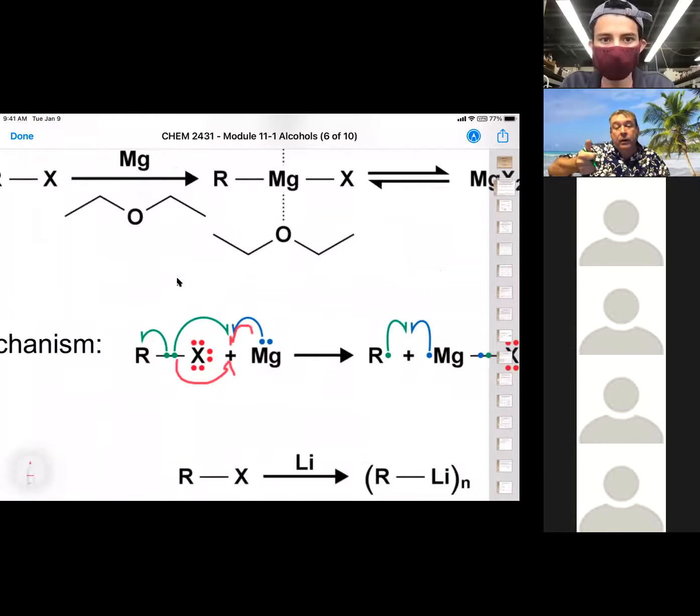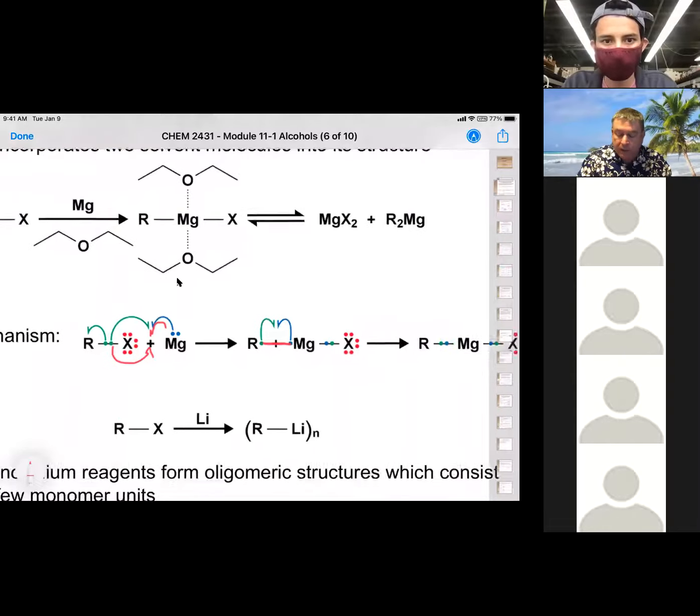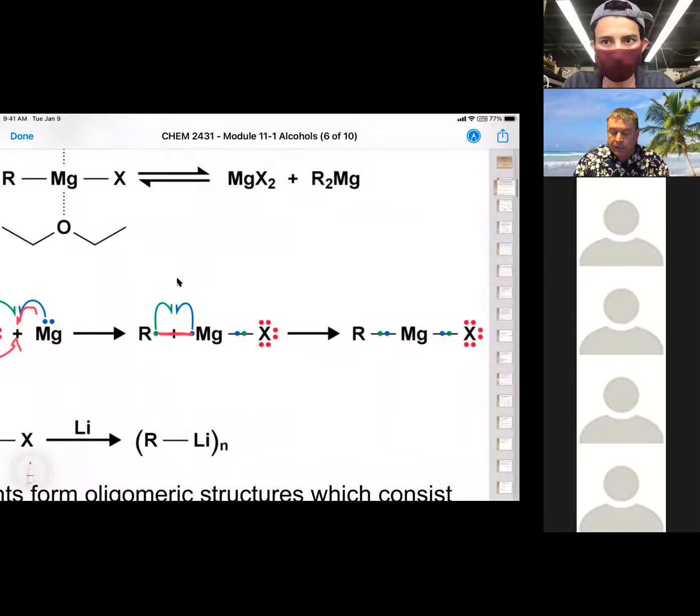So that leaves one unpaired electron on magnesium and one unpaired electron on the carbon. As we found out in the radical chapter last week, those like to do a termination step by having a radical-radical combination to give us a new sigma bond. And when we do that, we end up with our Grignard reagent.